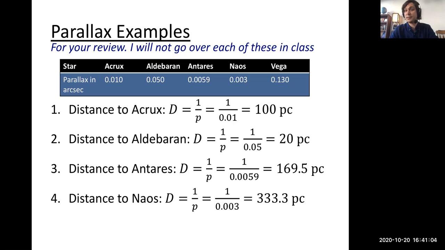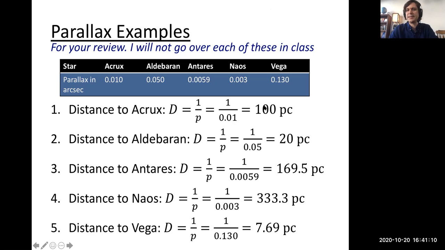And then Vega, this one should be the smallest number, the one that's closest, because it's the largest parallax. So Vega has a measured parallax of 0.13 arcseconds. So the distance equals 1 divided by 0.13. And you get a nearby distance of about 7.7 parsecs away. Vega is pretty close. It appears really bright in the sky. It's not only a hot, bright star naturally, but it's also really close, making Vega one of the brightest stars in the sky.